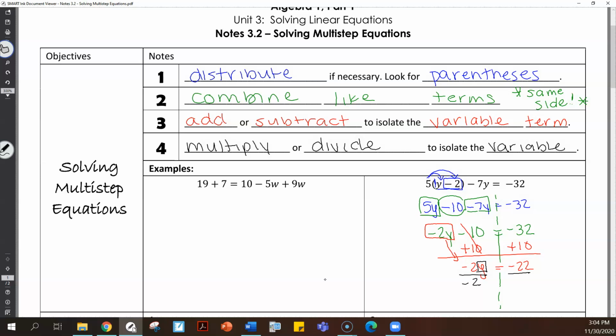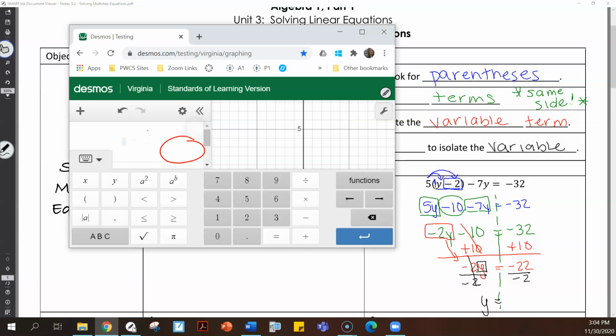Remember that anything I do to one side, I've got to do to the other side. So my negative 2 reduces to 1, and I'm left with just y. Negative 22 divided by negative 2. Make sure you're being really careful when you get to negatives here. Okay, I want to make sure that I'm really checking that. So negative 22 divided by negative 2 is positive 11.